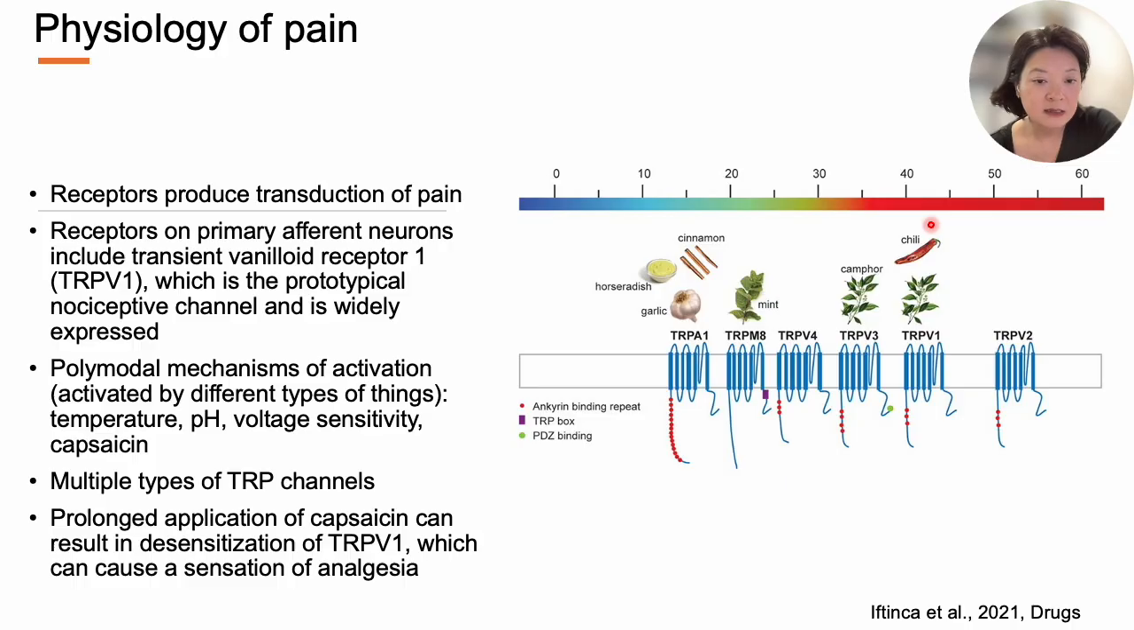What's interesting is that prolonged application of capsaicin can actually result in desensitization of the TRPV1 receptor, which can cause a sensation of analgesia. And low-dose topical capsaicin is used in creams and patches for the treatment of arthritis or muscle pain. But as you can see here, different TRP receptors respond to the different temperature ranges as well as different phenomena.